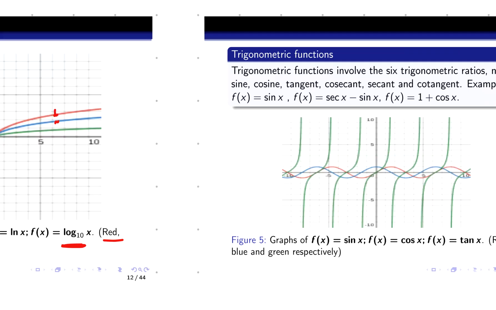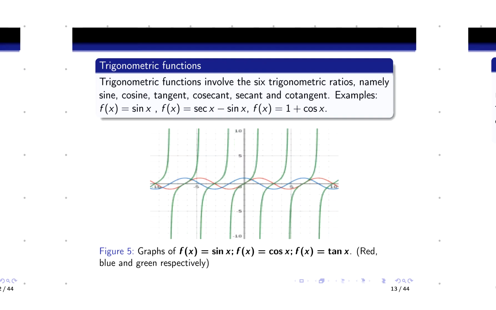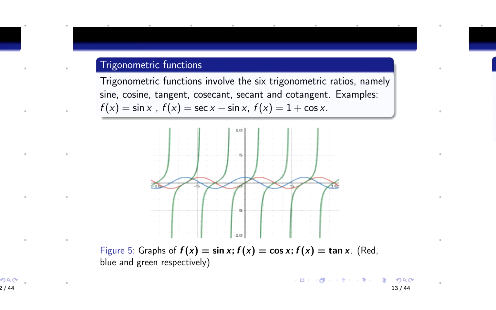So let's talk about trigonometric functions. Trigonometric functions involve the six trigonometric ratios, namely sine, cosine, tangent, cosecant, secant, and cotangent. Examples are f of x equals sine x, f of x equals sec x minus sine x, f of x equals 1 plus cos x. These are examples of trigonometric functions. They are basically based on sine, cosine, tangent, cosecant, secant, and cotangent.